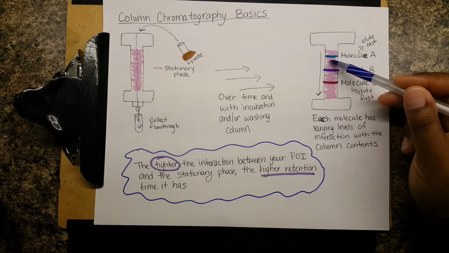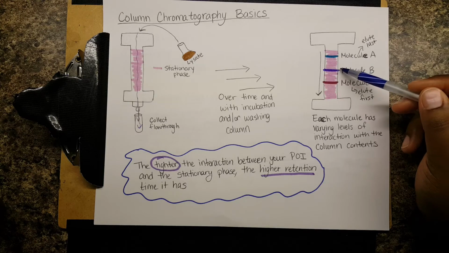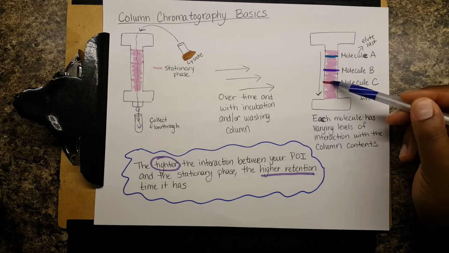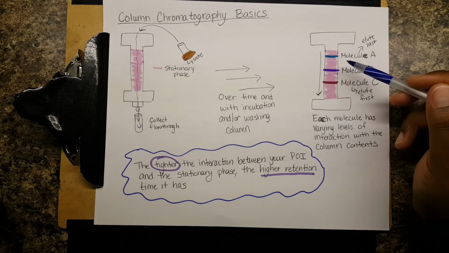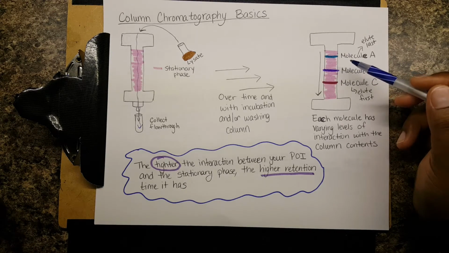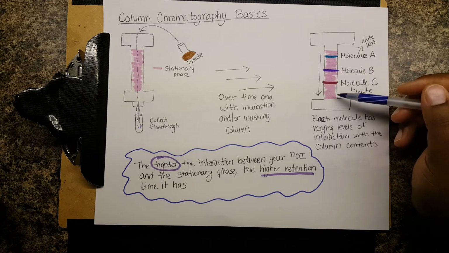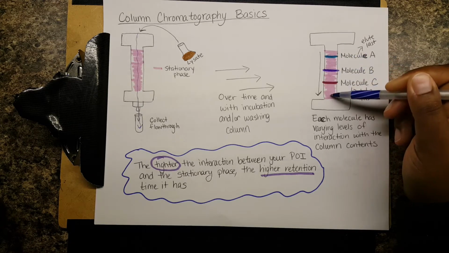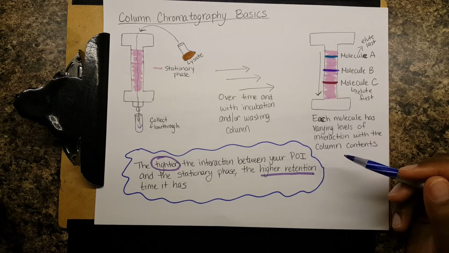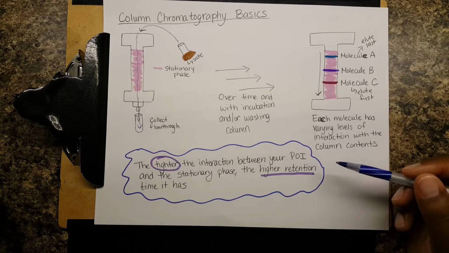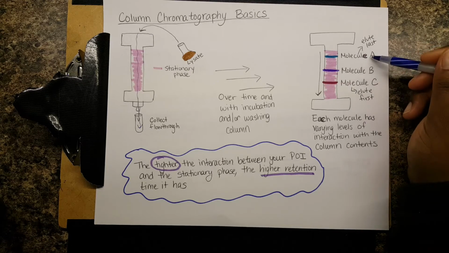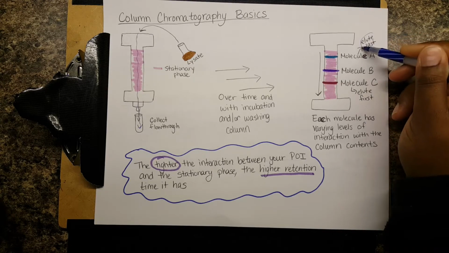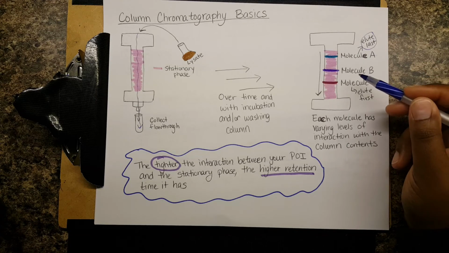Molecule A is still pretty close to the top of the resin, B is sort of in the middle, and C is trying to bust out. And that's because each molecule has different levels of interaction with the column contents. So the faster you move through the column, the fewer interactions you have. The longer it takes for you to mosey on through the column, the higher your retention time is. So in this case, molecule A is going to elute last because it's taking its sweet old time.